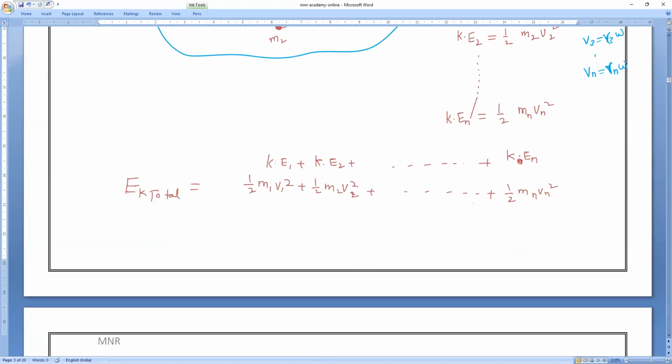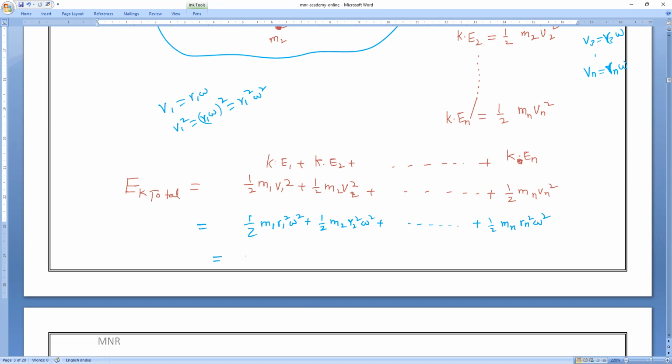So that is what it is. So I will replace. This is for the total. Now I will write it for this one: half into m1 into v1 square. v1 means r1 omega, so v1 square is r1 omega whole square, which is r1 square omega square. Clear? So half m1 r1 square omega square plus half m2 r2 square omega square, and so on. Last we get half mn rn square omega square.